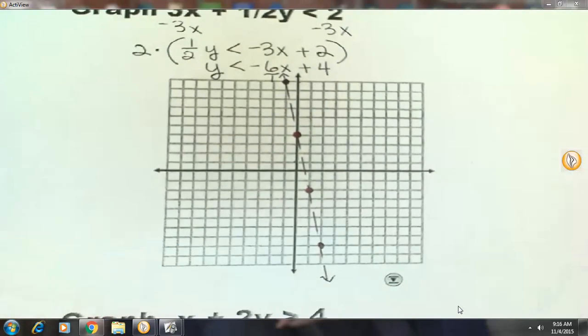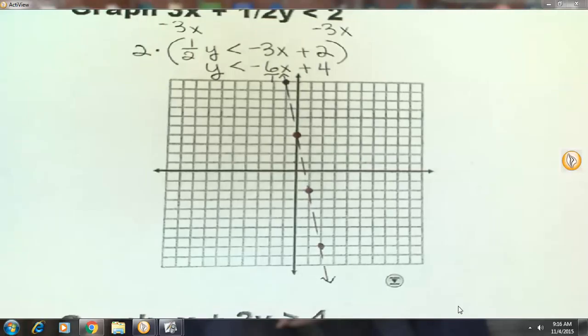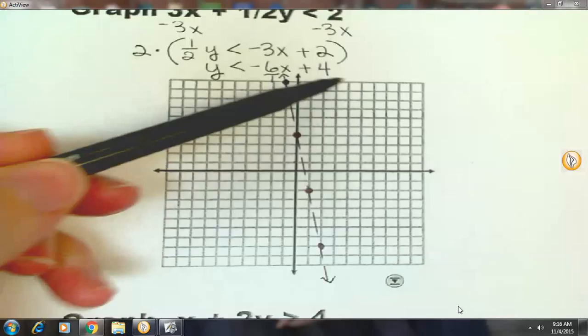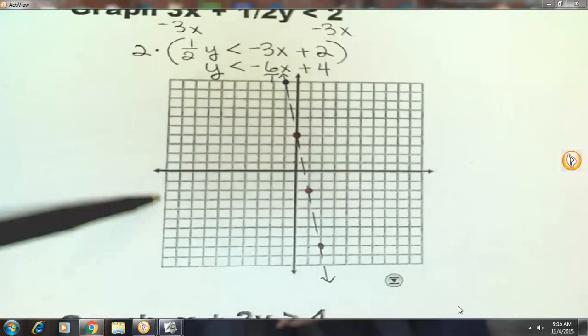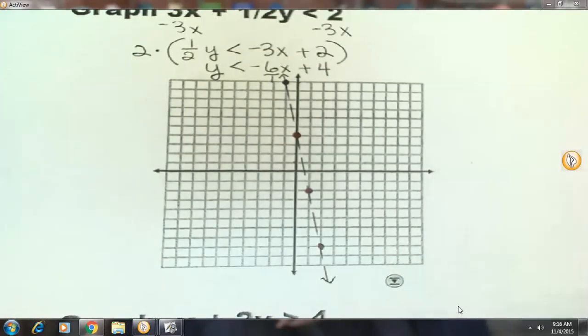Now, if we were graphing an equation, we would use a solid line. If there was an equal sign, we would use a solid line, and all of our solutions would be points that fall along that solid line. We don't have an equation, though. We have an inequality. So we've got lots of ordered pairs that are solutions. And our solutions are either going to be points that are above our line or points that are below our line. And we're going to have to test to see which points work.